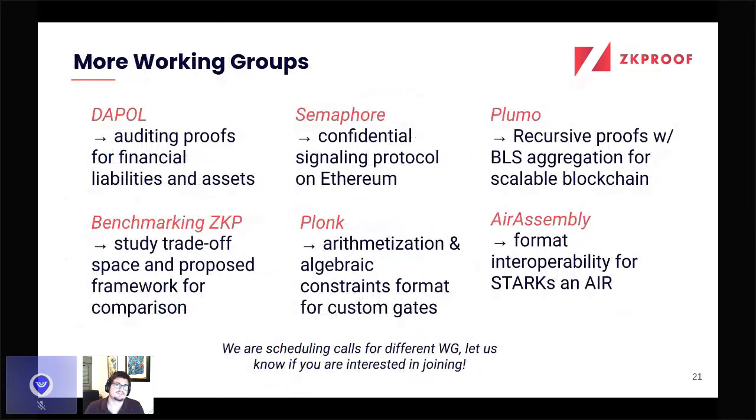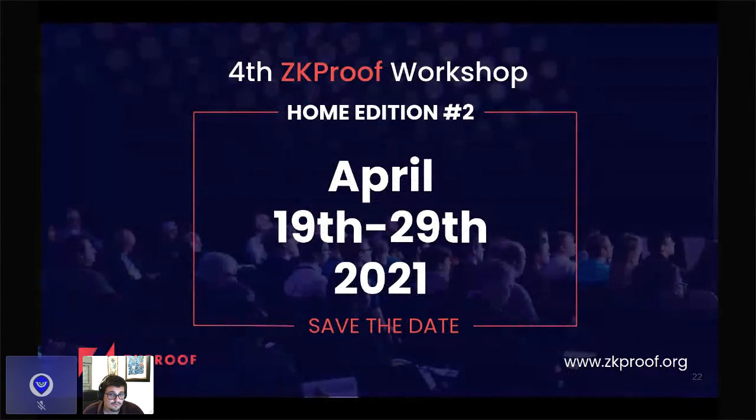Finally, this is sort of just a picture of the other working groups that exist. So we're actually scheduling calls for the different working groups, and you should let me know if you're interested in joining them. We have different applications and again a benchmarking framework and different format interoperability. So you can see that really there's a lot of request and interest to create standards. With that, I will sort of close and say that we are now actually planning our 4th workshop. It's going to be, again, a home edition.